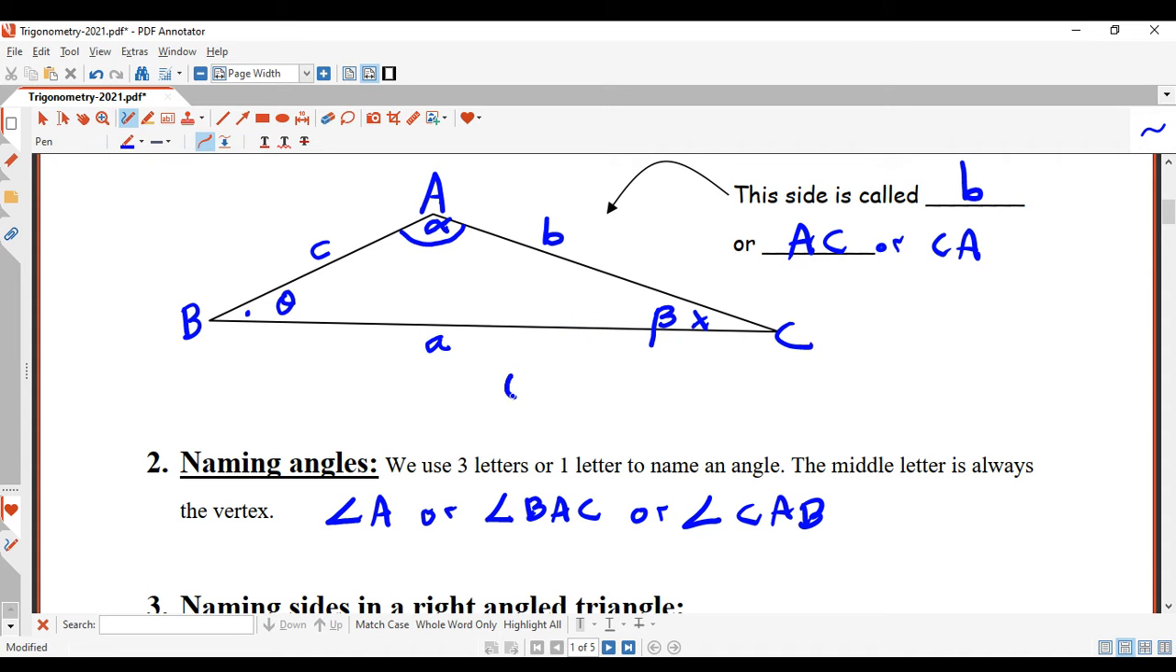Just for future reference, this little symbol here is alpha. Sorry, not alpha, it's theta. So we've got theta there. This symbol here with a little tail on the B, that is beta. And you would have seen these before back in Year 7. And this one is alpha.